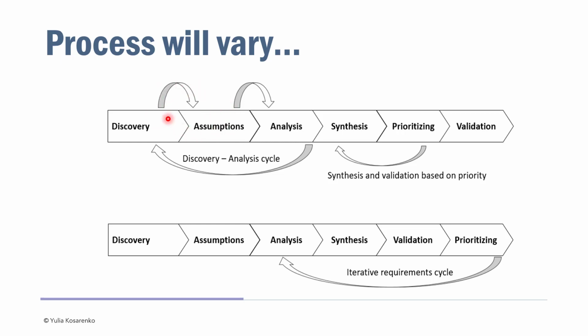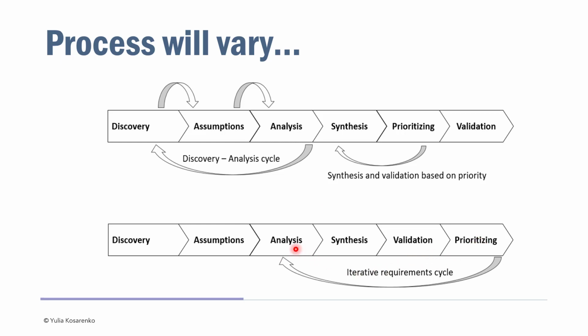You may be iterating. As you've started to do your analysis after your initial discovery, you discover gaps and you go back to the discovery stage to gather more information. So that may be your analysis cycle. As you start synthesizing, you will be prioritizing and then maybe going back and modifying things based on the priority you've defined. As you start validating, you may discover that you got something wrong and you may need to go back to analysis, right? So these iterations are a normal part of analysis.